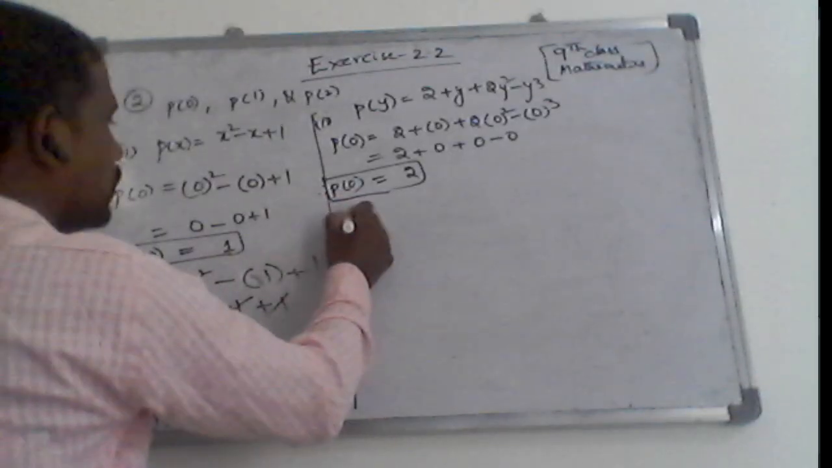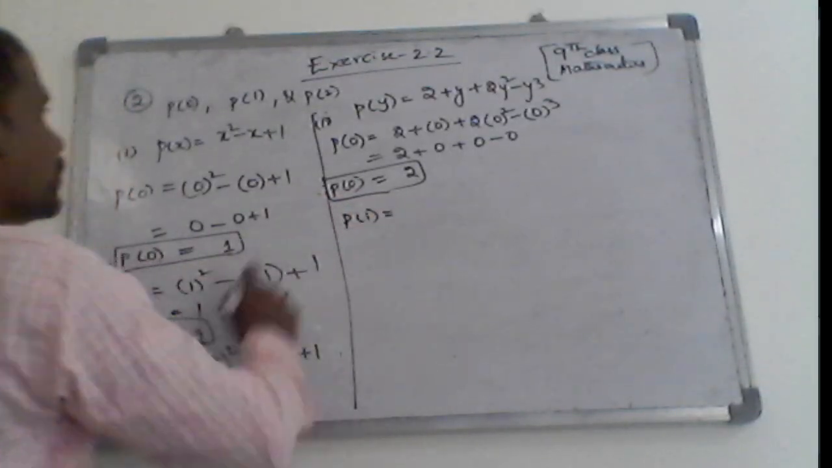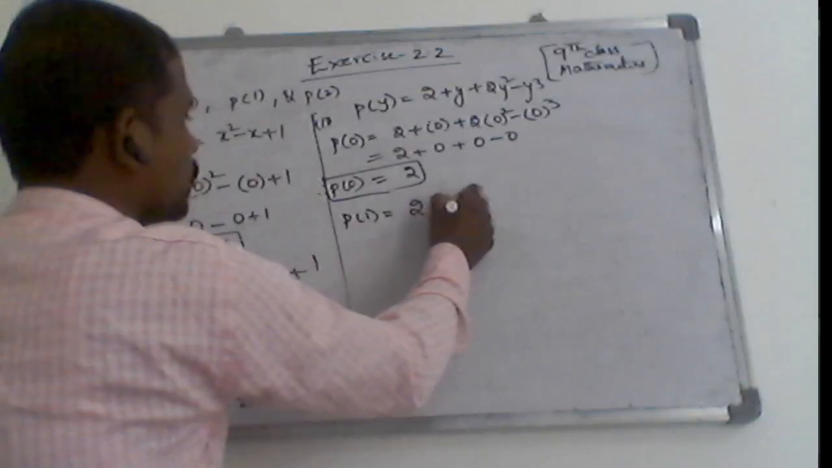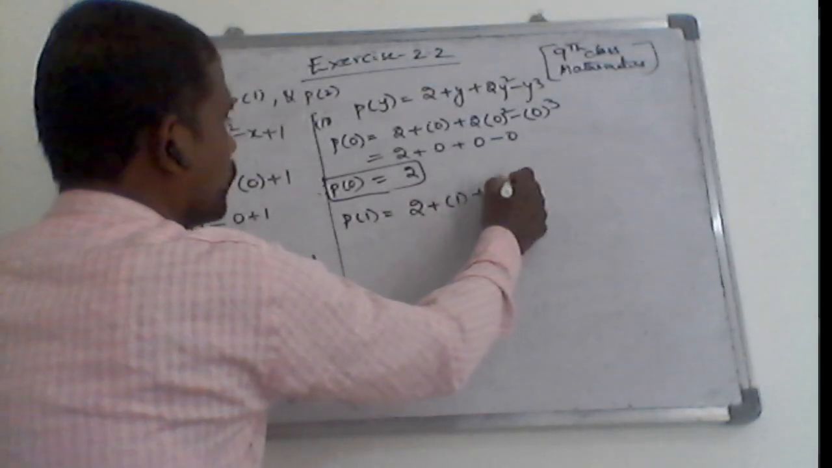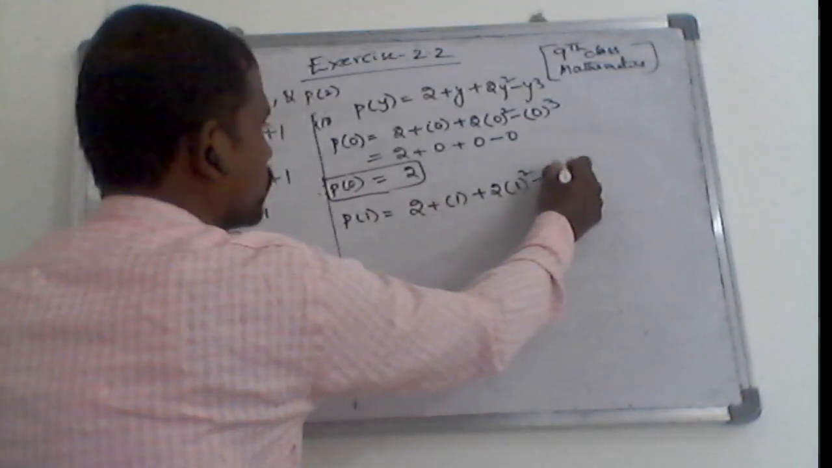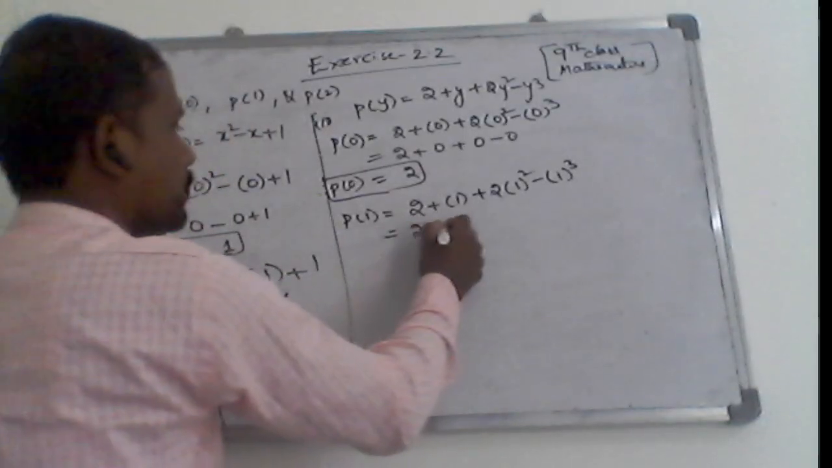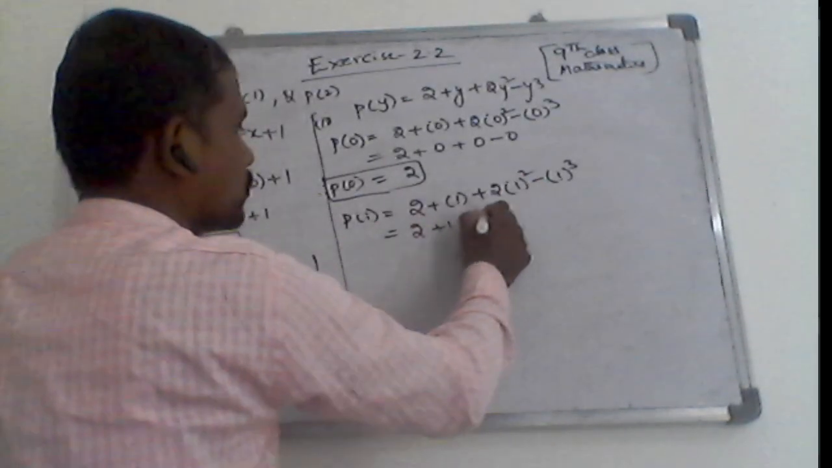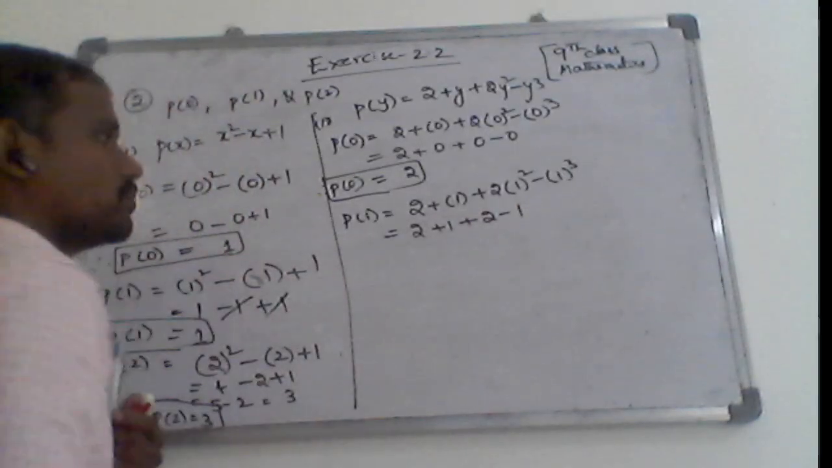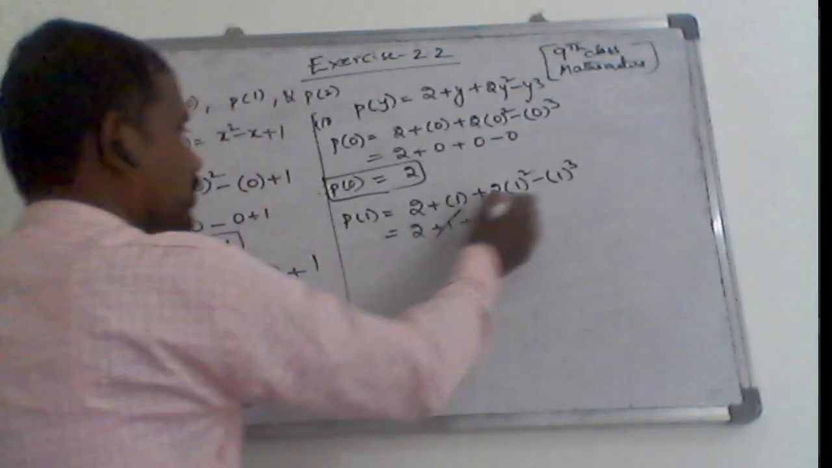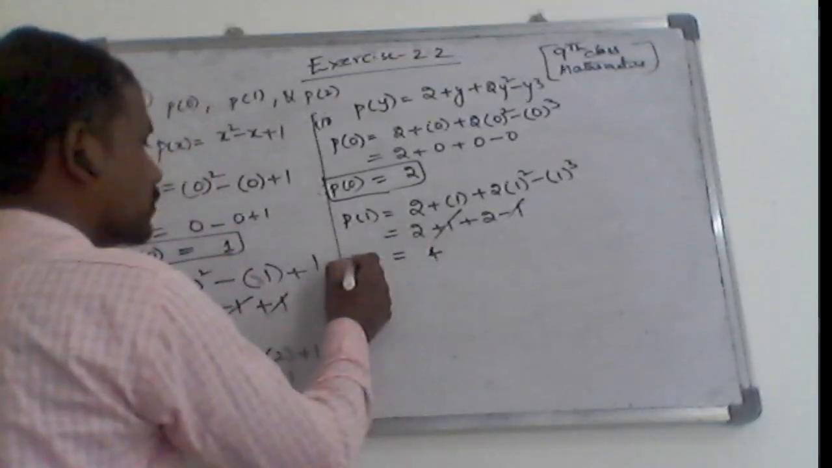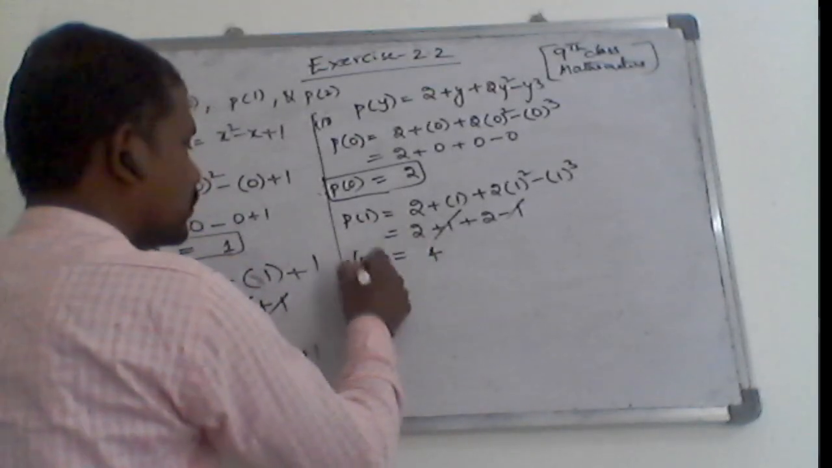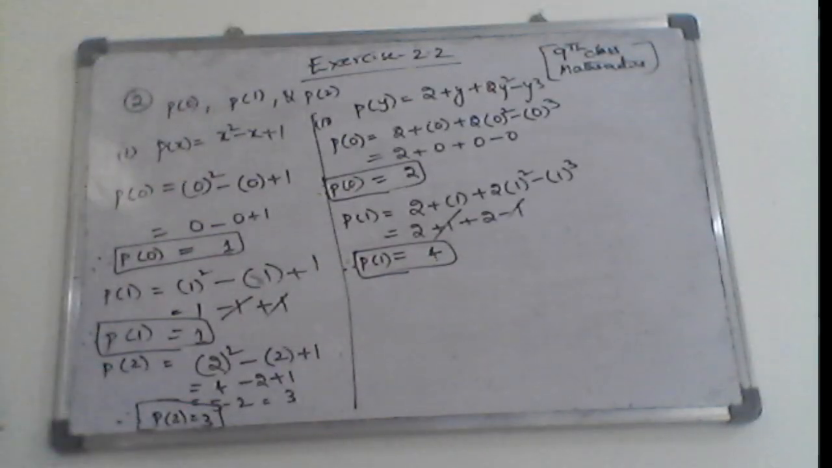Next one, here P of 1, substitute 1 in this equation. 2 plus 1 plus 2 of 1 whole square minus 1 whole cube. So 2 plus 1 plus 2 into 1 whole square means 1, minus 1 cube, 1 whole cube means 1. So plus 1 minus 1 get cancelled, answer is 4. Therefore P of 1 equal to 4.